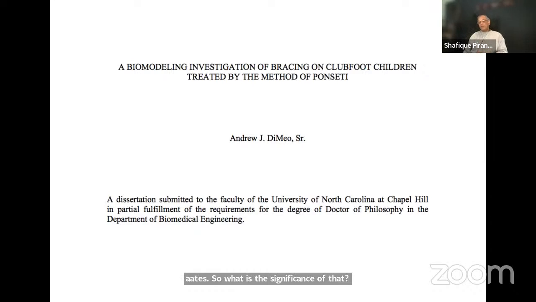Dr. Ponseti did look at x-rays in his follow-up cases, not all, just some. And he made a comment that the x-rays won't be normal. You can never get a normal x-ray after a clubfoot. It's rare, very rare. There are some deformities of the bones which are acceptable.